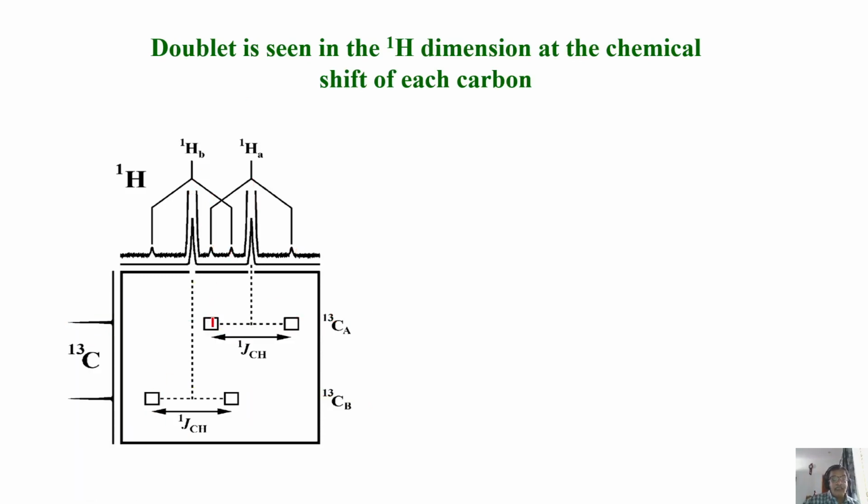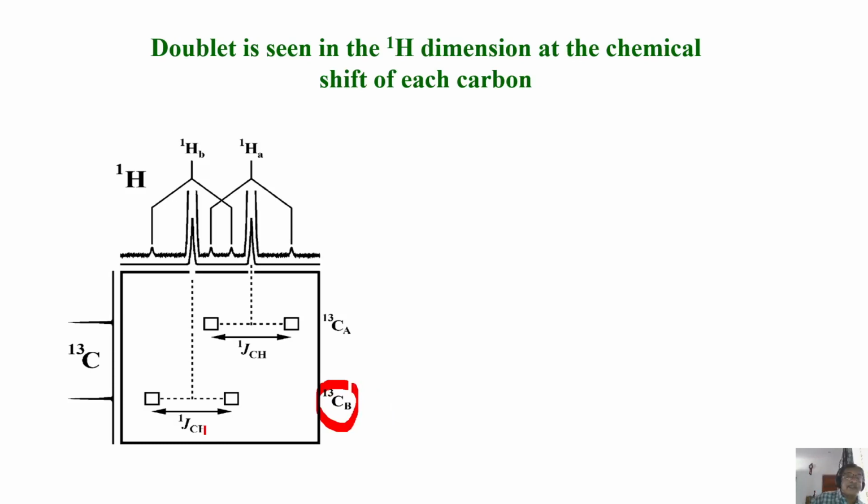Understand? These two peaks are satellites for this carbon. These two peaks are satellites for this carbon. So the center of this gives you this proton chemical shift. The center of this gives you proton chemical shift. And this difference is J coupling. This difference is the J coupling between carbon A and the proton attached to it. This is the J coupling between carbon B and the proton attached to it.